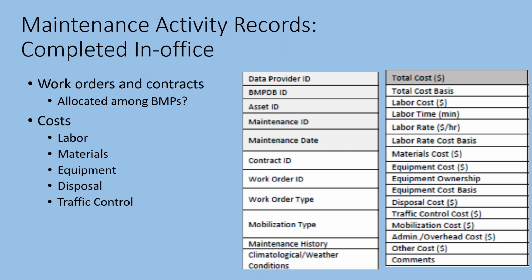And then one of the issues that we've had with some of the local governments that we've worked with is the reality that contracts often include multiple BMPs, or the work order might include multiple BMPs. And so some thought is needed on how to split those costs out and allocate the cost among individual sites.